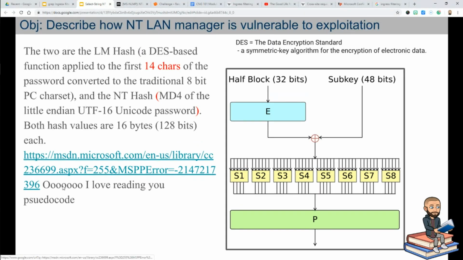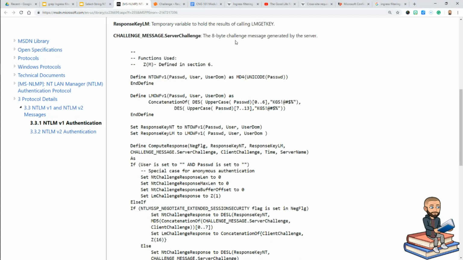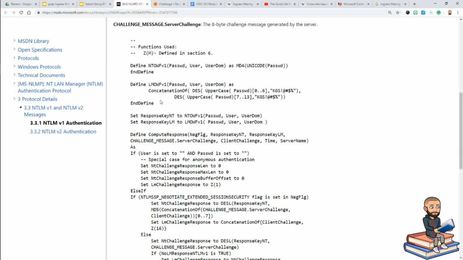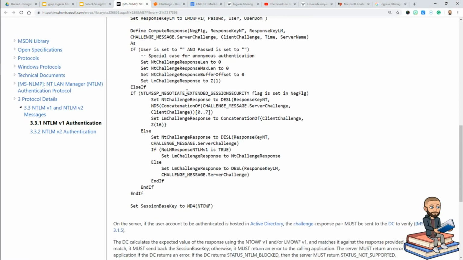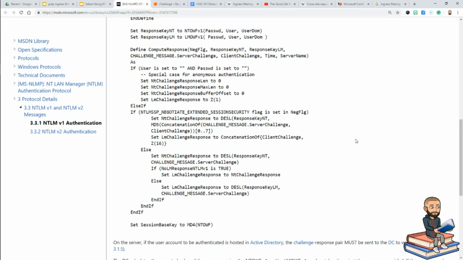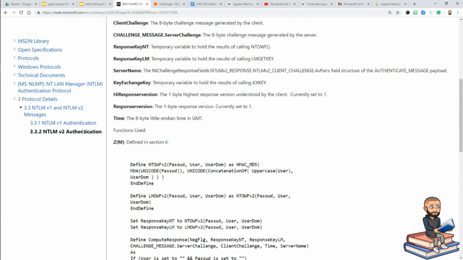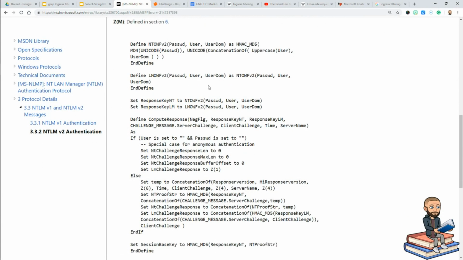Because I love pseudocode, let me take you to this Microsoft site, where you can see the challenge message. Server challenge has the following pseudocode. And it says here, an 8-bit challenge message generated by the server. I've already given up on the idea of reading this to you, but it wouldn't hurt if I slowly scroll and you pause if you'd like to really digest what this pseudocode is saying. And by the way, this is for NTLM version 1. I clicked on version 2, and now we can look at that.